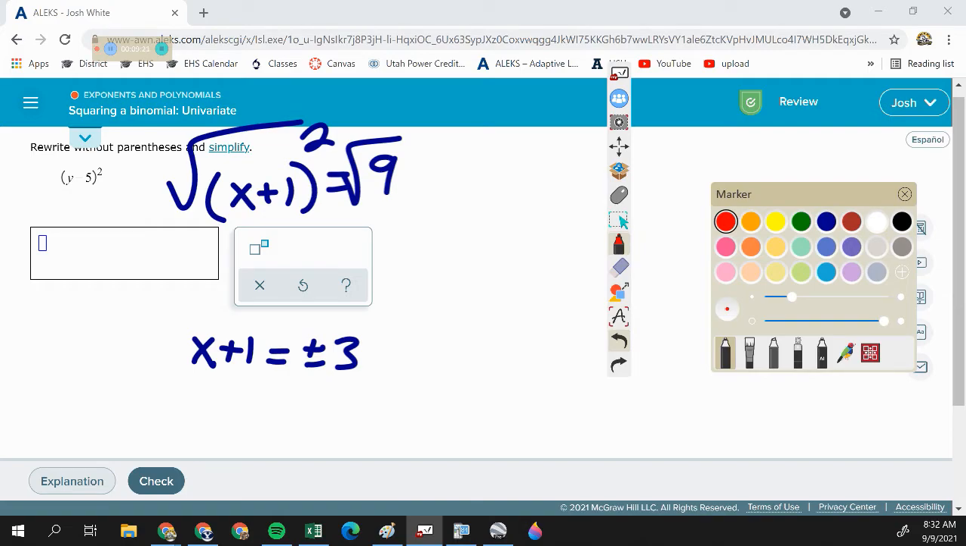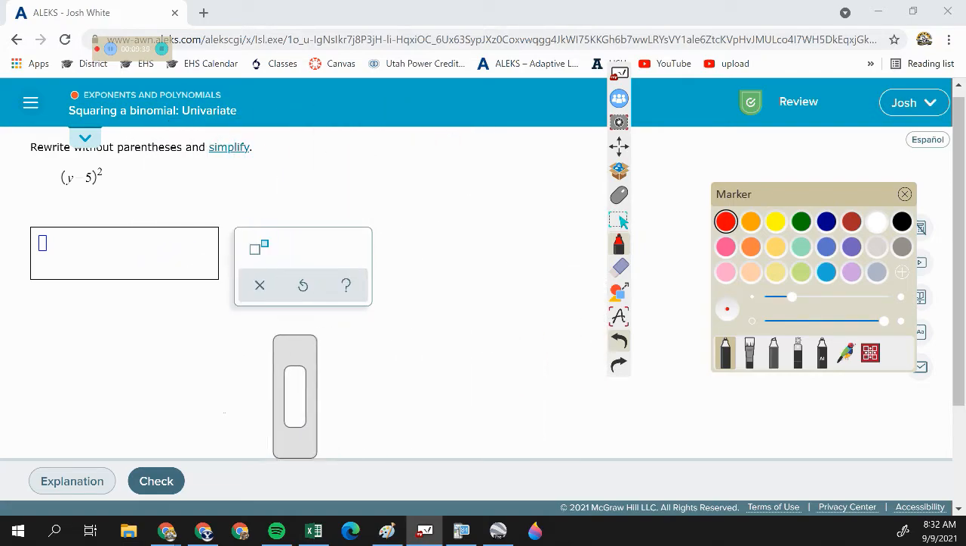Okay? So we subtract 1. And 3 minus 1 is 2. And negative 3 minus 1 is negative 4. So 2 and negative 4 would be the answer. Okay. All right, what about this?